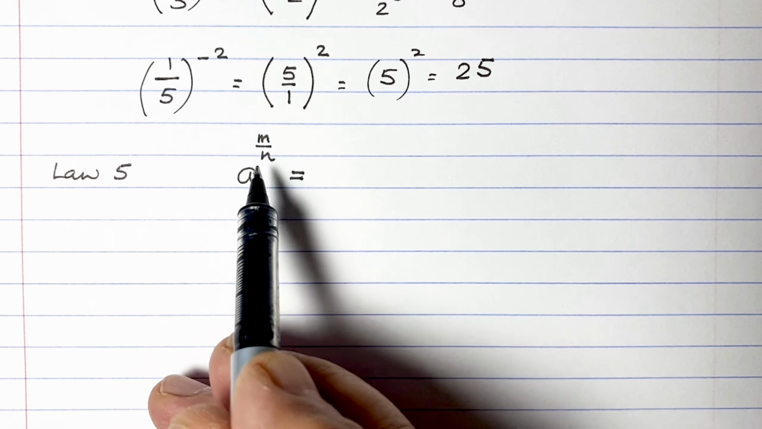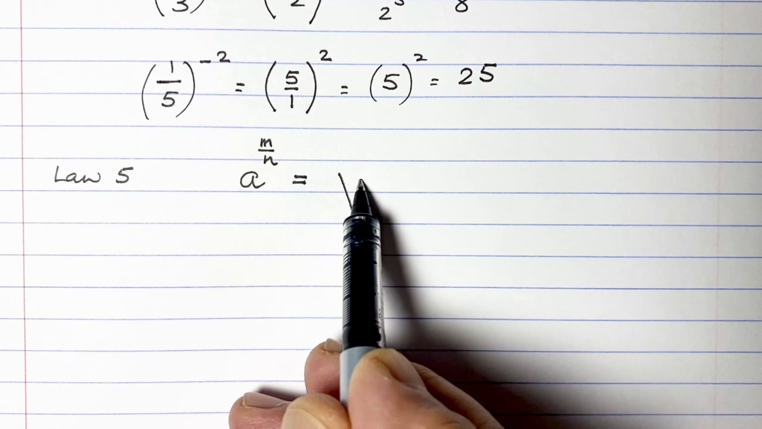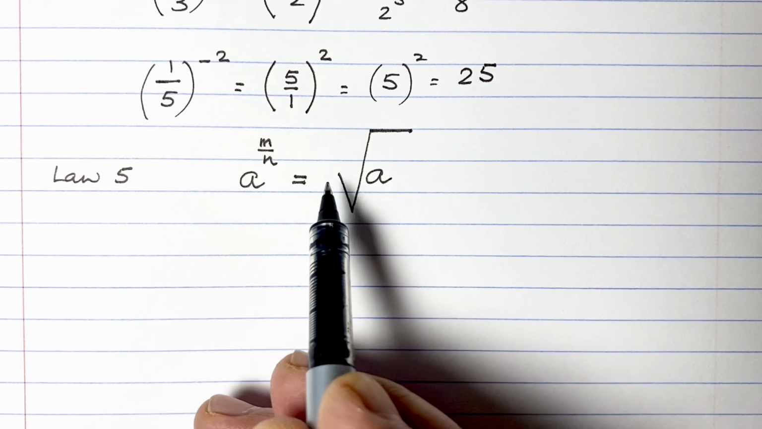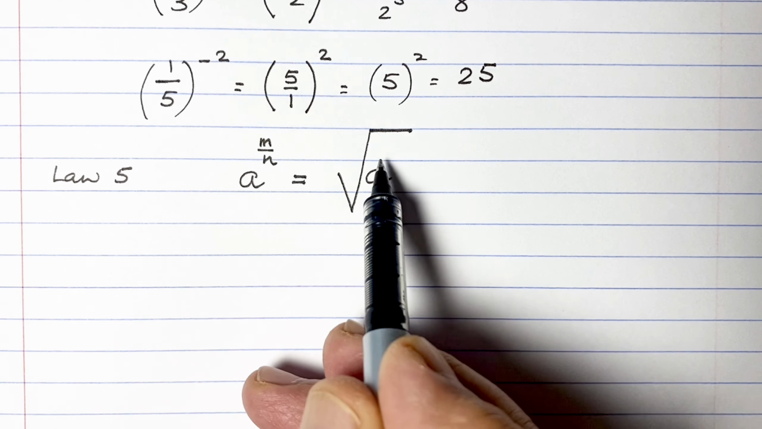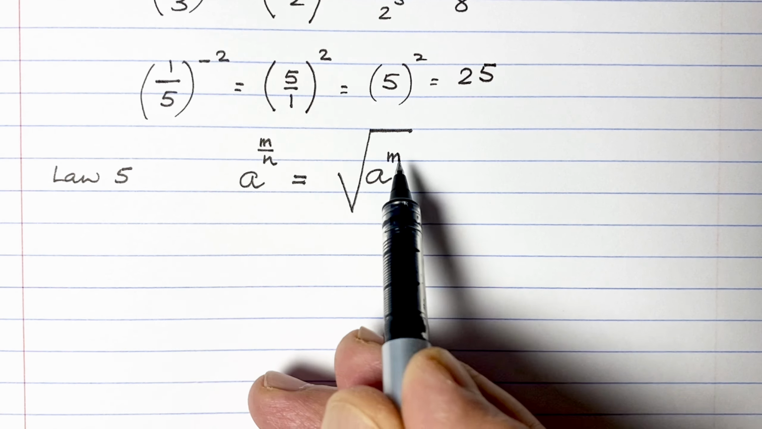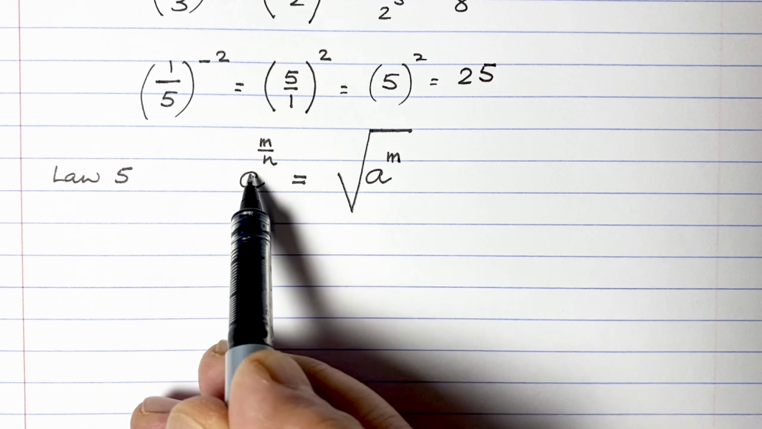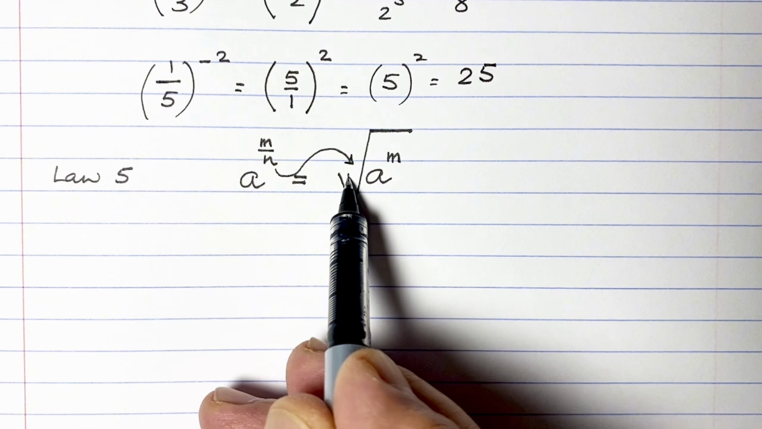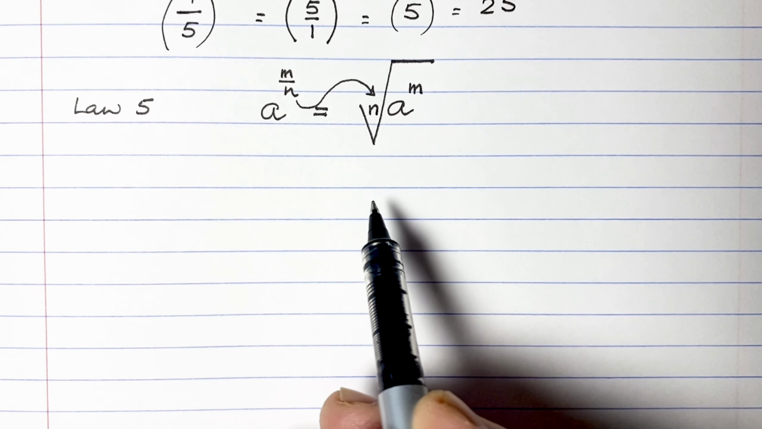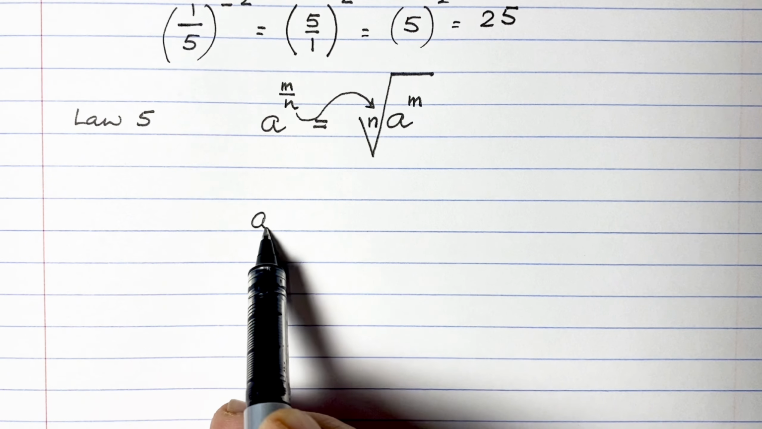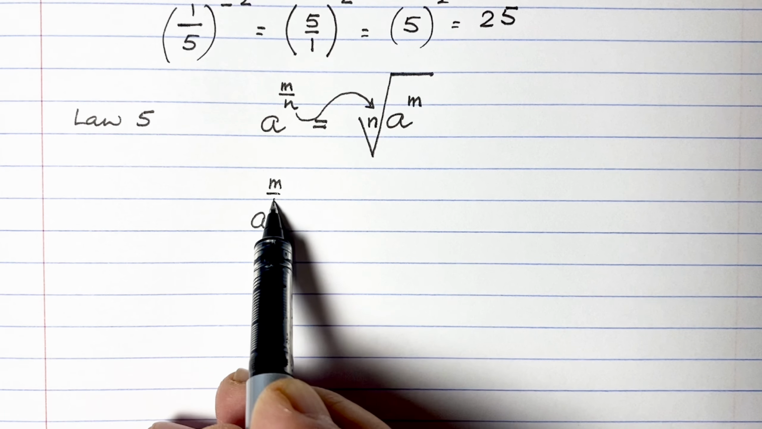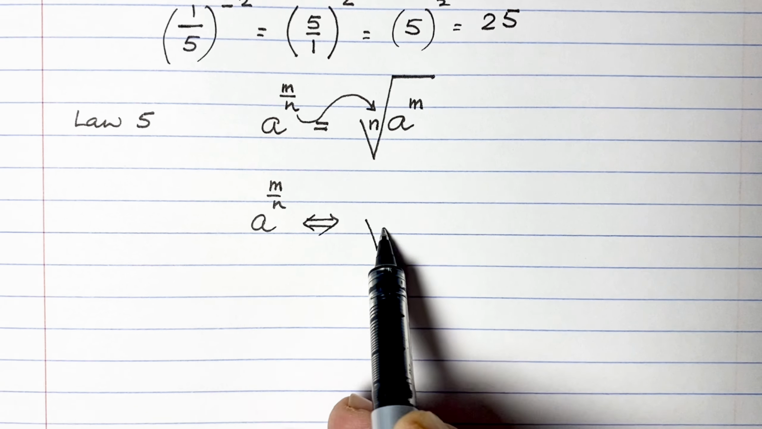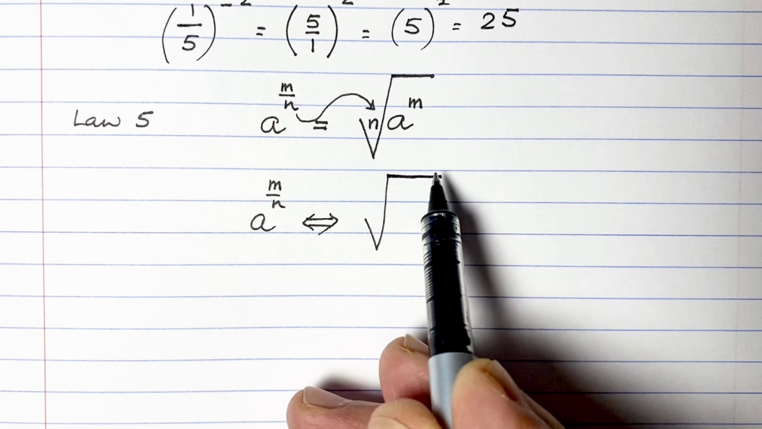A to the power of m over n is the same as a under a root form. M, the top number of the fraction, becomes the power of a, and the denominator of the fraction drops in here. So a to the power of m over n, all these are reversible actually. You can go from this end to that end.